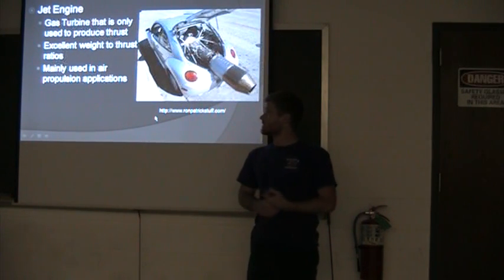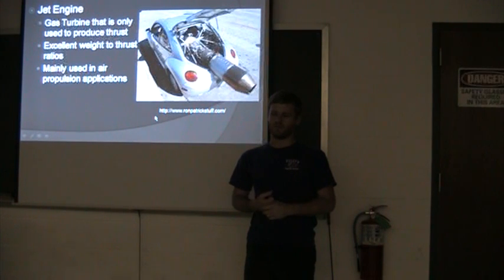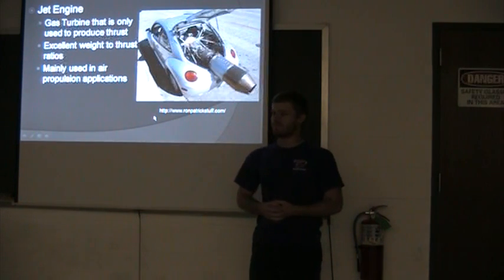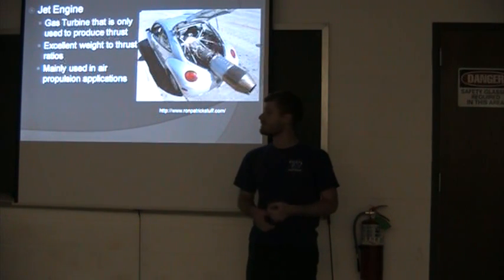The jet engine is a gas turbine that is only used to produce thrust. It has an excellent weight to thrust ratio, so that's why it's very useful for airplanes. And it does have other uses, like this guy decided to strap it to the back of a Volkswagen Beetle and turn it into a jet powered car.